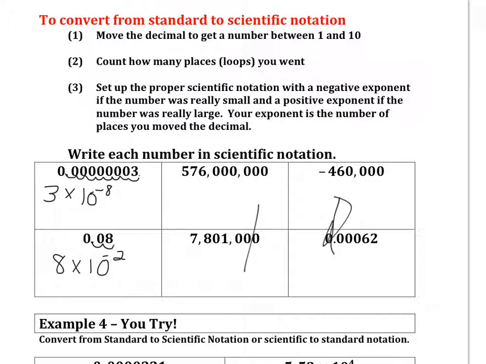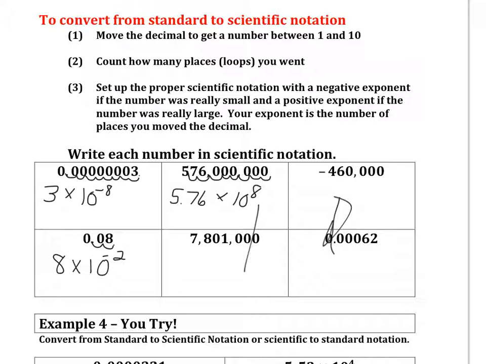Now, the next one with the 576,000, the number has to be between 1 and 10. So I want my decimal to go between the 5 and the 7. That's going to make my out front number 5.76, which is in between 1 and 10, times 10, and I'm going to count 1, 2, 3, 4, 5, 6, 7, 8 times 10 to the 8th because it's a super large number, so a positive exponent.